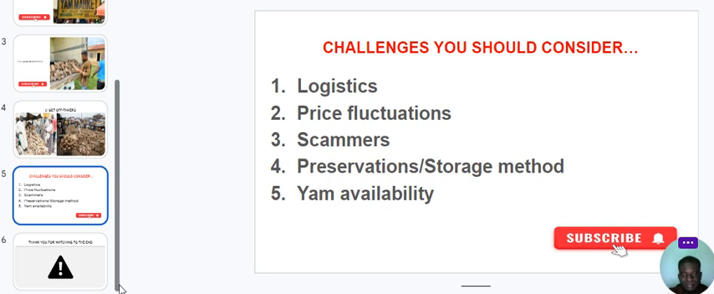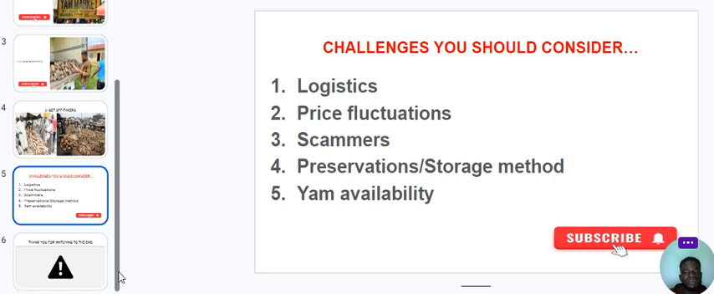It's a challenge. When you now get enough customers, people calling you left and right, and then you don't have yam, it doesn't make sense for a business person. So it's a challenge. You have to think of how to overcome it before you can invest your time and everything into this yam business.